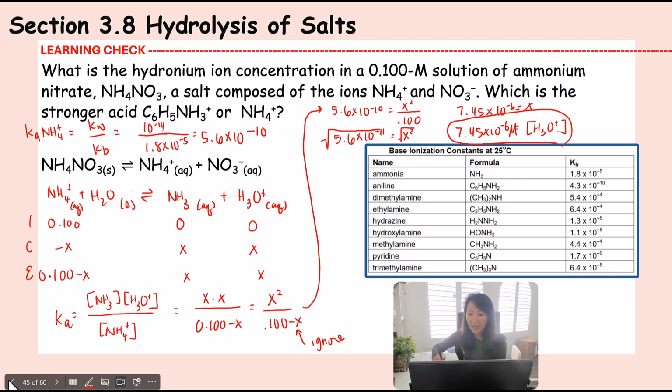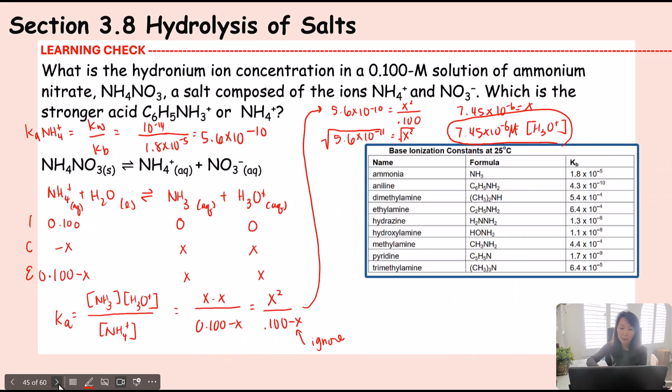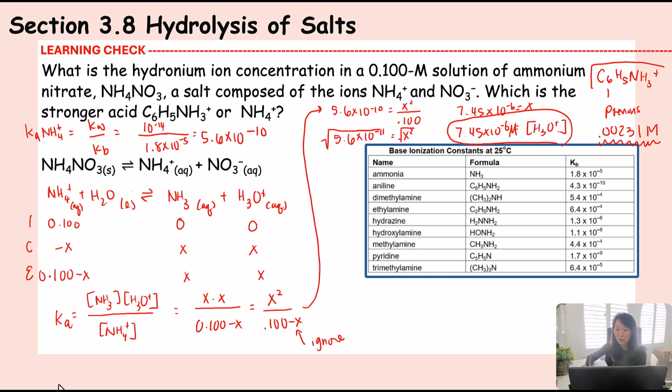Now, if I were to compare that to the hydronium on the previous slide, which is 0.00231, that's the molarity. Which is the stronger acid, meaning which one is more concentrated? This one is more concentrated, which means the C6H5NH3 plus is your stronger acid.